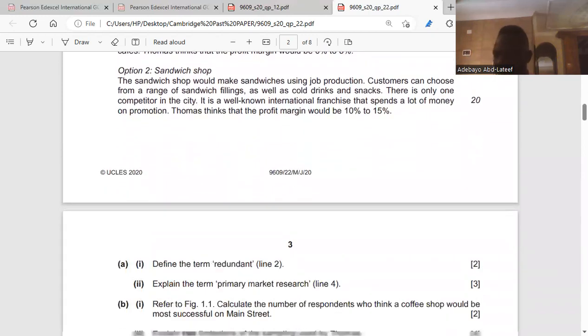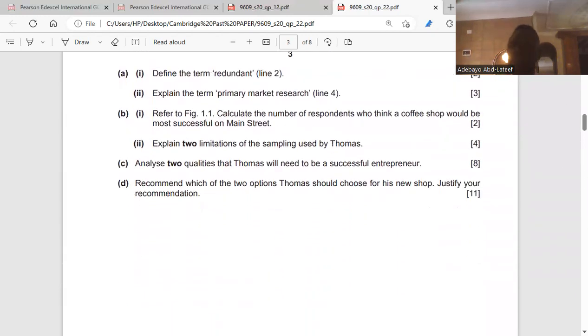Analyze 2 qualities that Thomas will need to be a successful entrepreneur. An entrepreneur is an individual who takes the risk to set up a business in the course of making profit. So what are the qualities you need to become an entrepreneur? Number 1, risk taking. Thomas has to be a risk taker to set up a business. If you want to really be successful, you have to take that risk. The second point is being a hard worker. How can you be a hard worker? You have to spend more time in your business and always be punctual. Clear. We go for D.